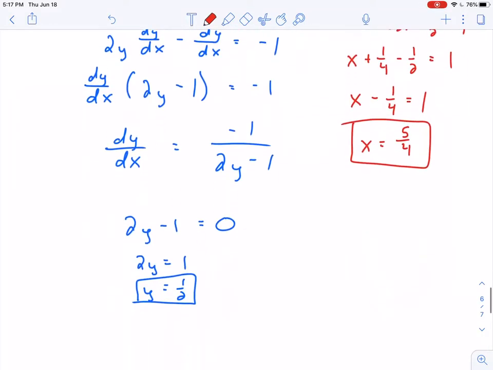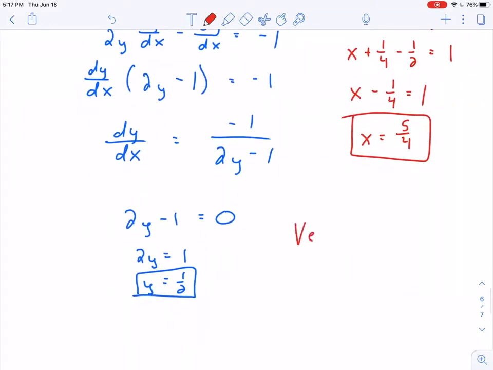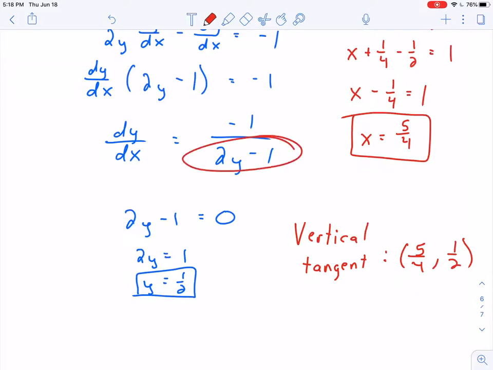So what this means is that we have a vertical tangent, and I can say exactly at what point, at the point (5/4, 1/2), because that was the y value that made our denominator equal to 0.